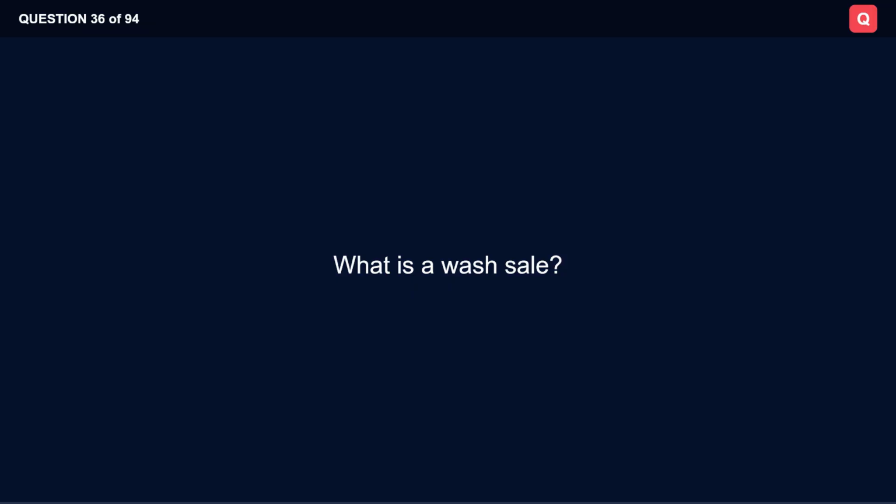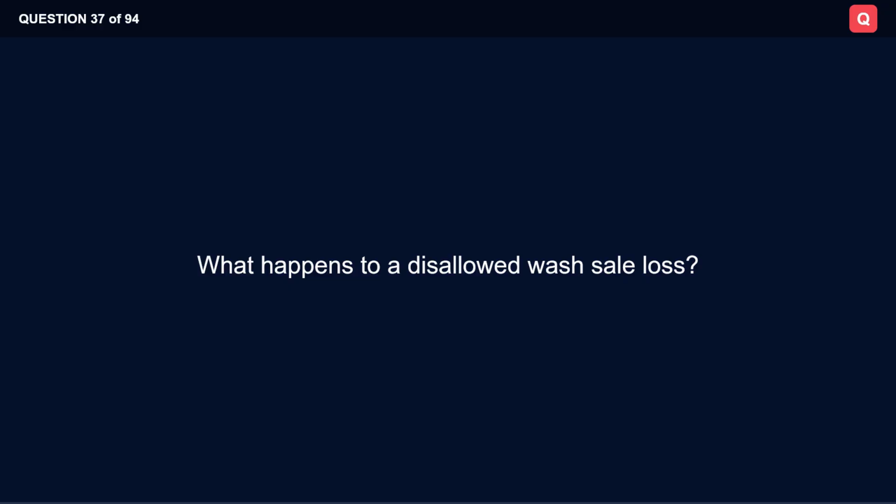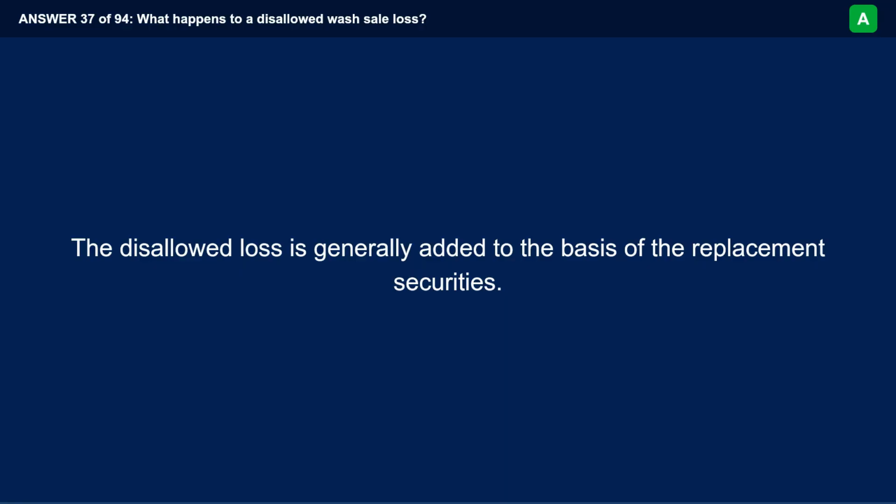What is a wash sale? A wash sale occurs when stock or securities are sold at a loss, and substantially identical stock or securities are acquired within the specified window, disallowing the loss. What happens to a disallowed wash sale loss? The disallowed loss is generally added to the basis of the replacement securities.